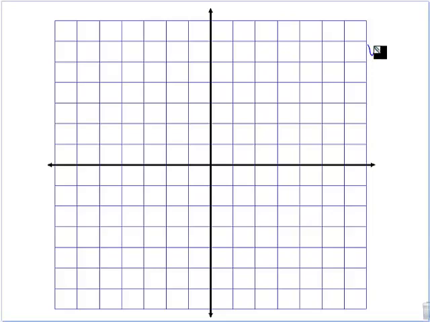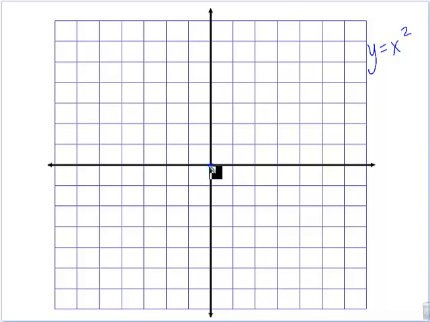So the first one we're going to graph is y equals x squared. If y equals x squared, where's the vertex? Where's the vertex at y equals x squared? 0, 0.